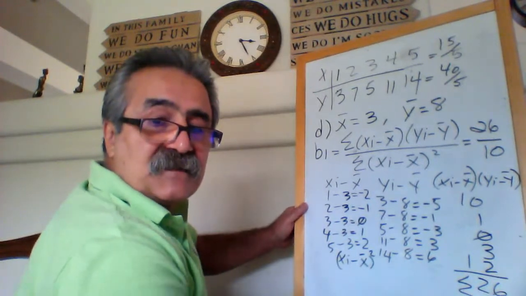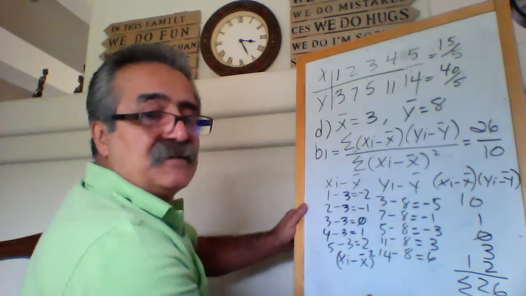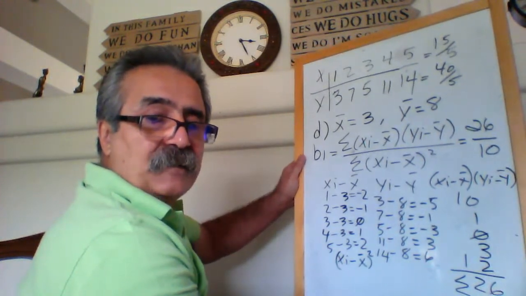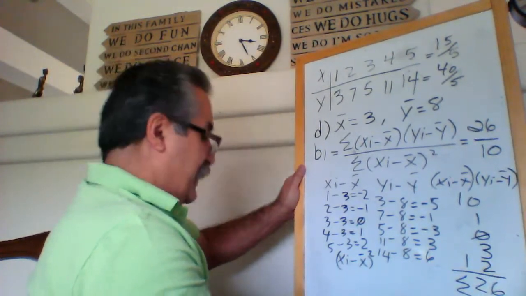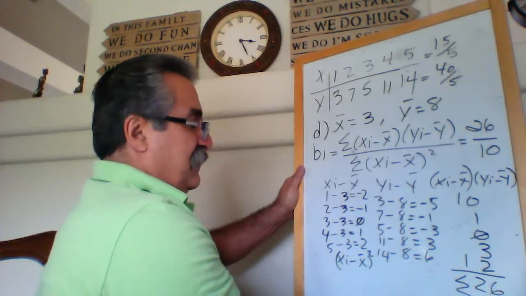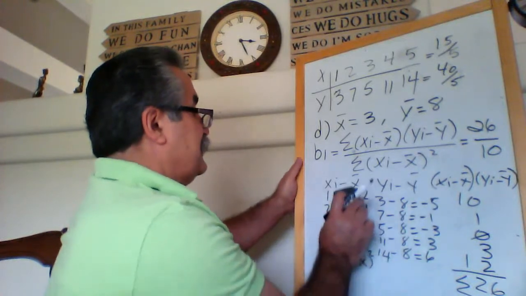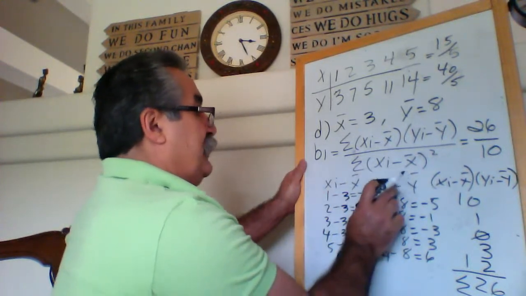Let me see if you guys can see this. You know what, let me erase. Well, thank God this has been recorded. Let me just erase all these and just do xi minus x bar square.